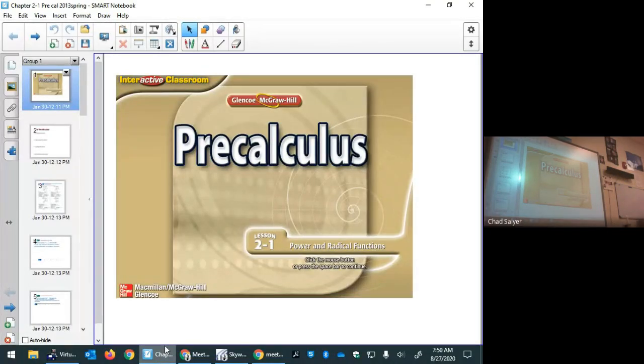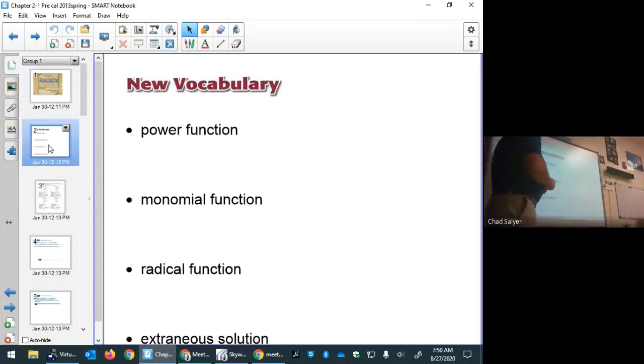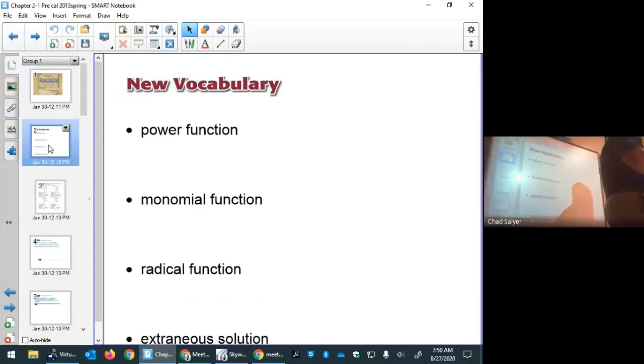Okay, so we're going to talk about Chapter 2, Part 1, which is power and radical functions. As is usually the case, I'm going to try to always warn you guys when we encounter a problem that's often missed on the test. So here's a definition problem that's often missed on the test: being able to identify a power function.